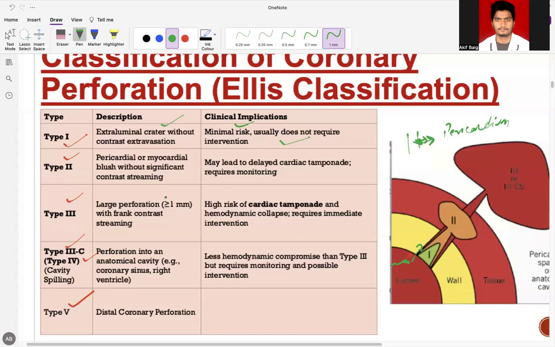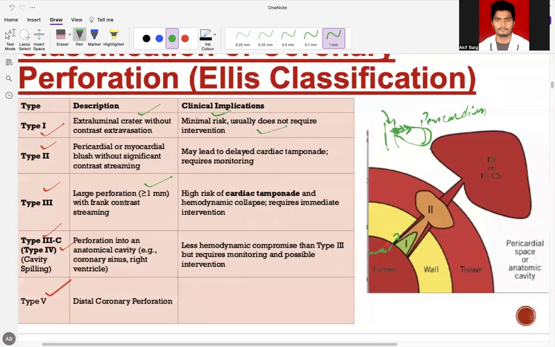Type 3 is when there is a large perforation of more than 1 millimeter with frank contrast streaming. That means when you inject contrast in the coronary arteries, you can see the blood actually leaking out into the pericardium. So that is what is called type 3.